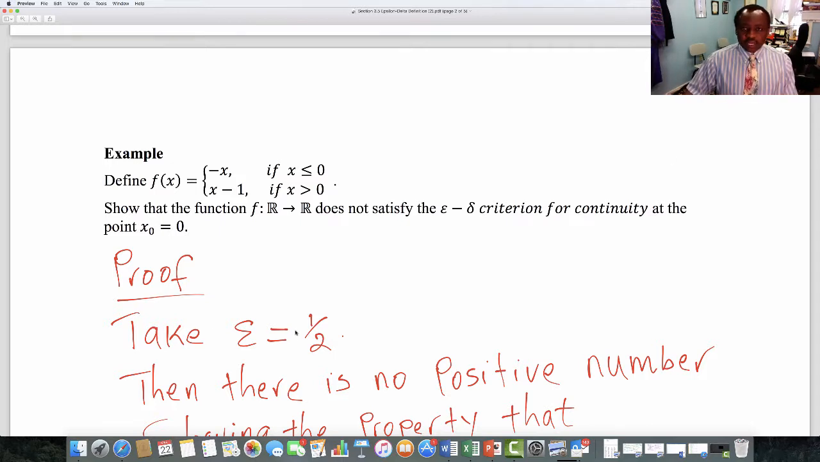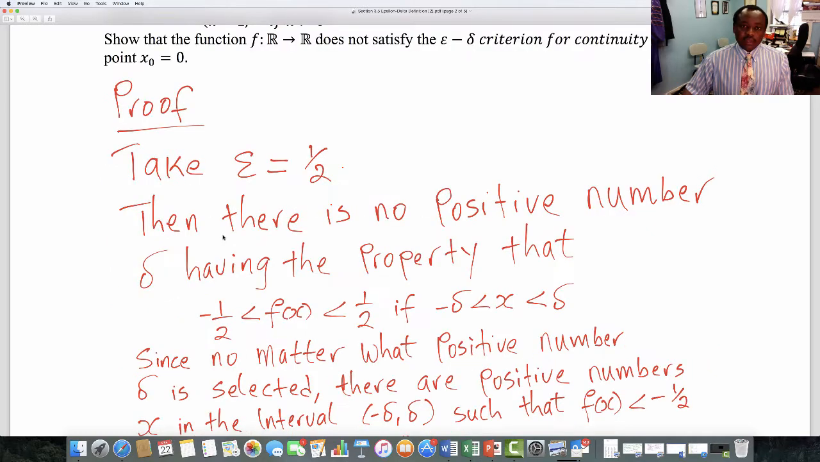Take our epsilon to be 1/2, and that is greater than 0. Then we conclude that there is no positive number delta that has the property that whenever the absolute value of x minus 0 is less than delta, then the absolute value of f of x minus f of 0 is less than 1/2. Observe that the absolute value of x minus 0 less than delta simply means negative delta less than x less than delta, and the absolute value of f of x minus f of 0 less than 1/2 simply means negative 1/2 is less than f of x, which is less than 1/2.